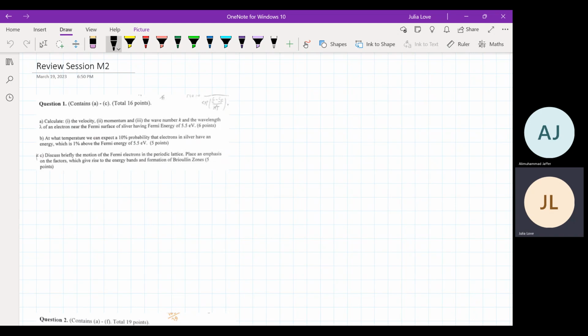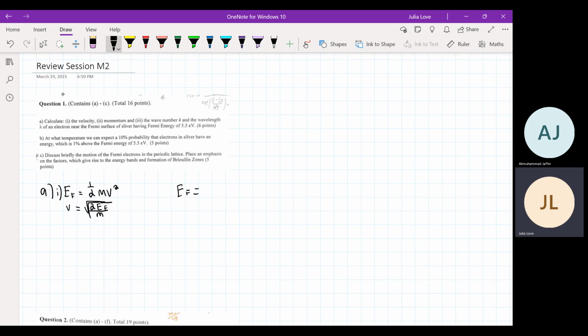I'm just simply here to give any information that I can. Okay, so question 1, the first part asks us to calculate the velocity, momentum, and wave number for an electron with a specified Fermi energy. We'll start with that. We know that the energy is equal to this equation here. So if we want the velocity for part I, we rearrange that, and it'll be the square root of 2 EF over m, all under that square root.